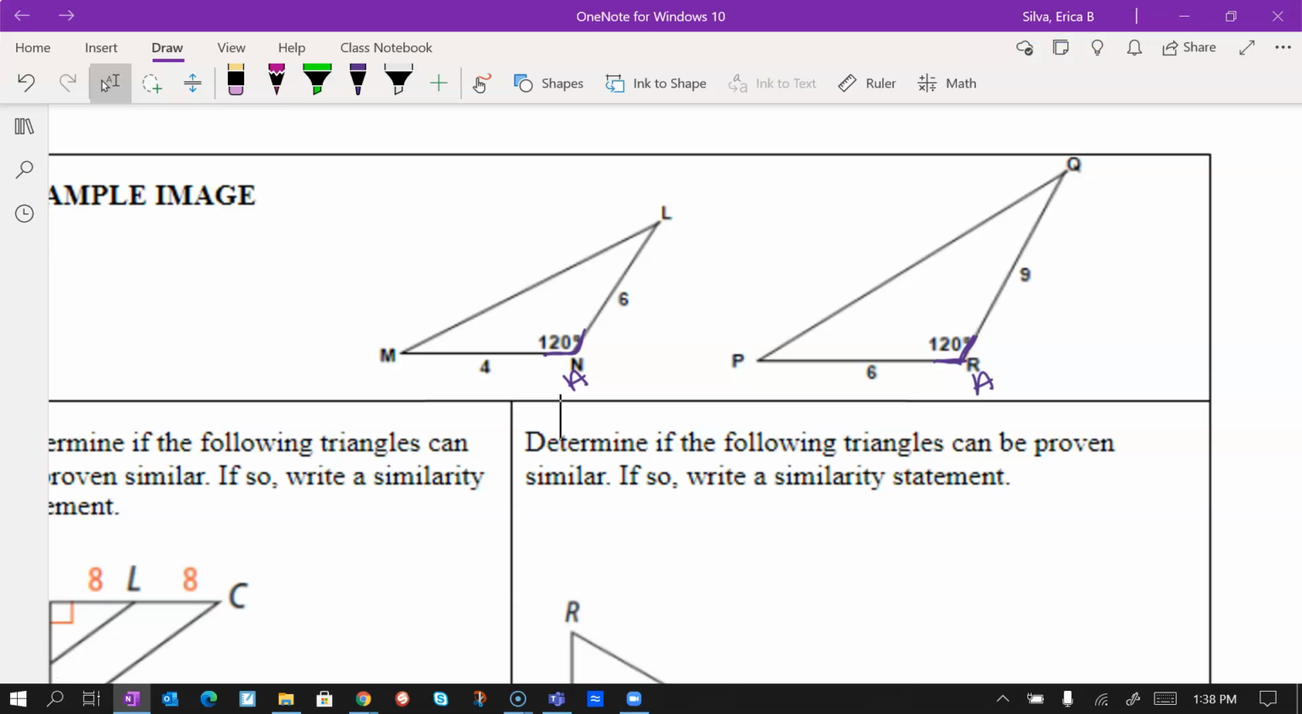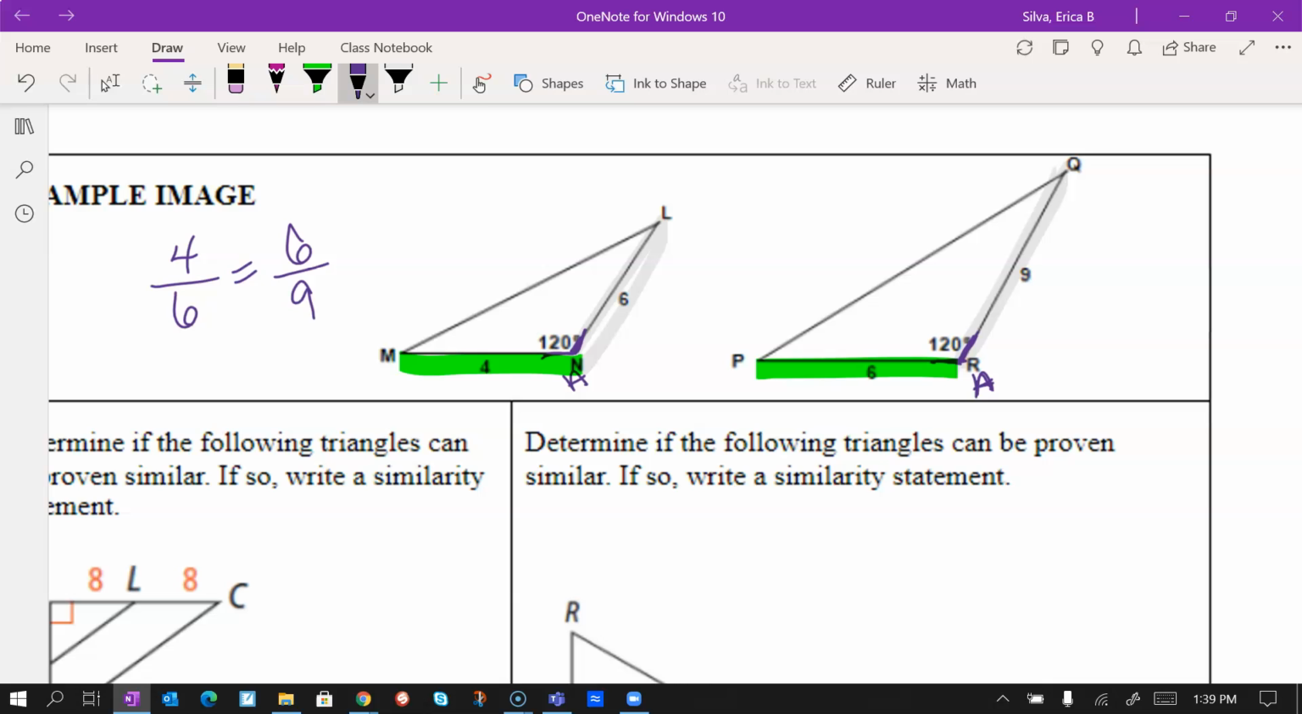All right, so now we have this angle here is congruent to this angle. And now we have sides on both sides of that angle, right? So we need to determine that if those sides are what? Proportional, yes. So let's start with this side here. We've got 4 corresponds to what side on the other triangle? 6. Then we've got 6 here, and 6 corresponds to 9.